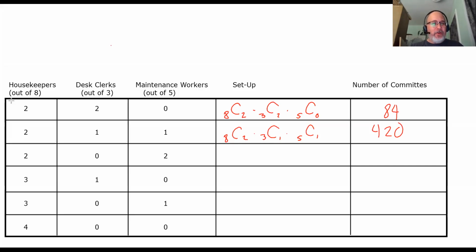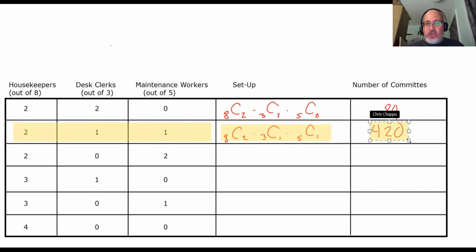We've already completed the first row. 2 housekeepers out of 8, 2 clerks out of 3, 0 maintenance workers out of 5. The setup was 8C2 times 3C2 times 5C0, and that was a total of 84 committees. We also did the second row where we had 2 housekeepers out of 8, 1 clerk out of 3, 1 maintenance worker out of 5. The setup was 8C2 times 3C1 times 5C1 for a total of 420 different committees.